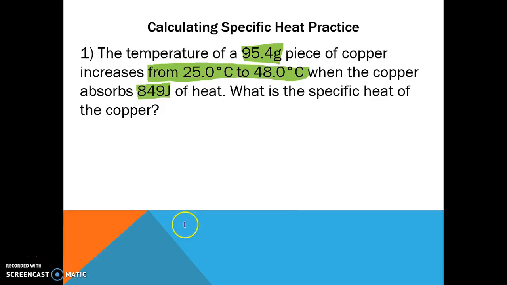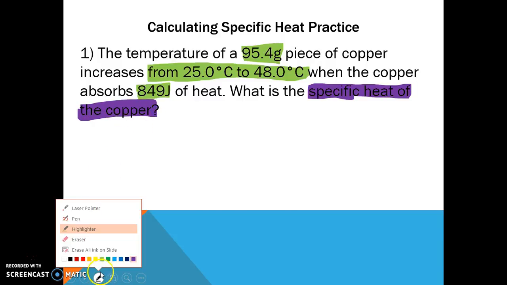Then I want the unknown. What am I trying to find? Well, it wants to know what is the specific heat of copper, which this entire problem is all about copper. So that makes it pretty easy. We don't have two substances we're talking about, just the one.